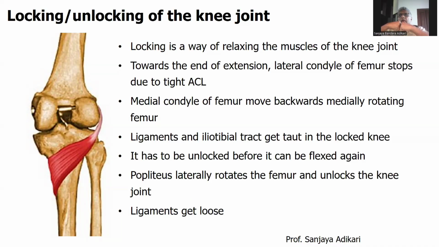One other reason is that there's not enough space in the area of the lateral condyle, but there's enough space on the articular surface on the medial condyle of femur, because that is larger. So that allows this movement also. So then this moves back. Now lateral condyle has stopped. Medial one moves backwards. So that actually medially rotates the femur on the tibia.